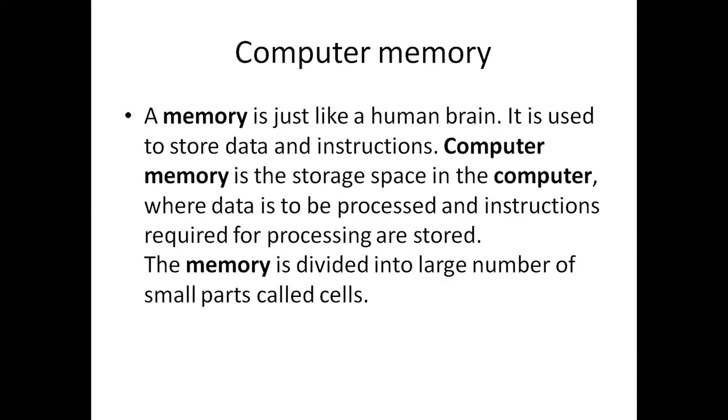Each cell has one bit of storage, that is binary 0 or 1. So what it is saying is that it is like a human brain, which stores data and instructions. Computer memory is storage space in a computer where data is processed and instructions required for processing are stored. So this is the general description of the computer memory.